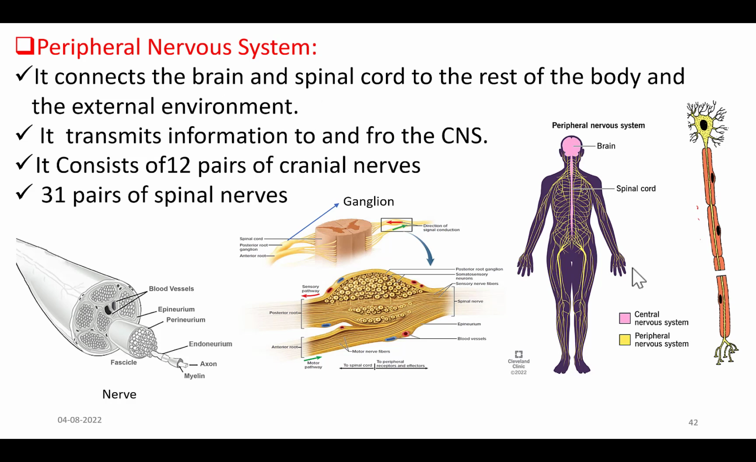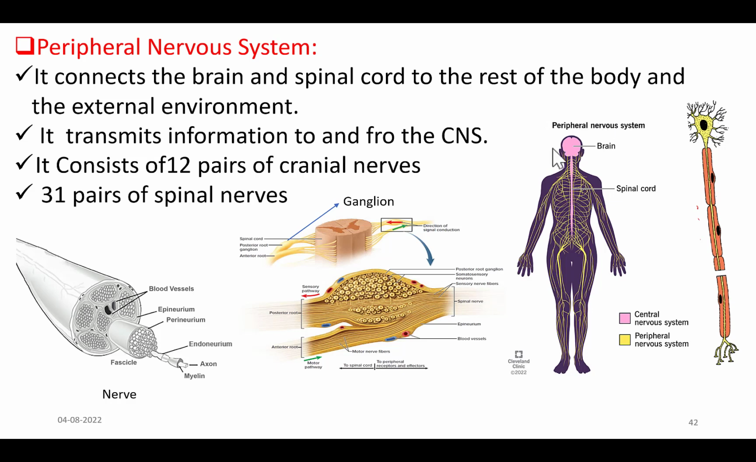Got it? Now what is the role of peripheral nervous system? This system of nerves connects brain and spinal cord to the rest of the body and also to the external environment. They carry information from different parts to central nervous system and the commands from central nervous system to different parts. So they transmit information to and fro the central nervous system. That is the role of peripheral nervous system.